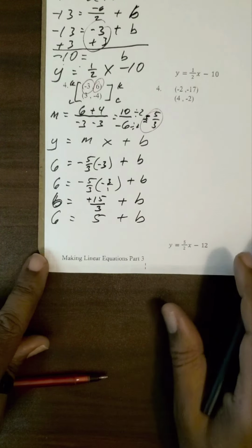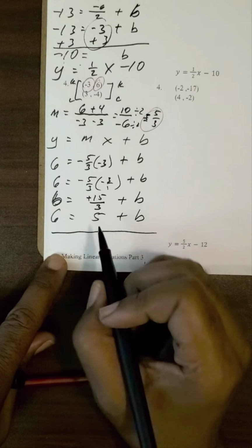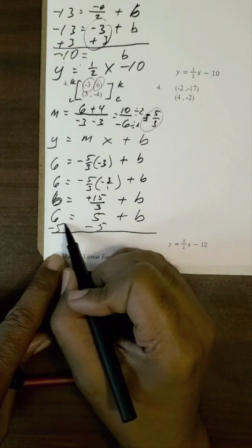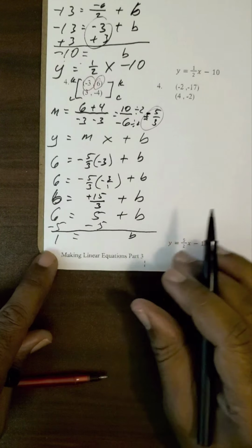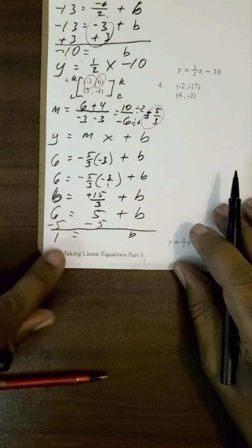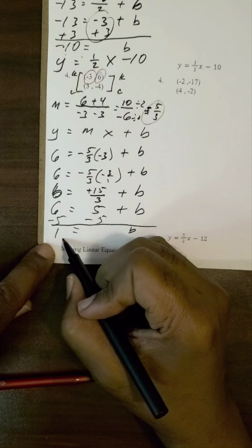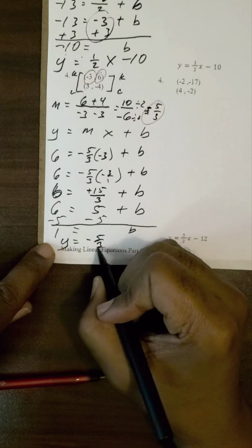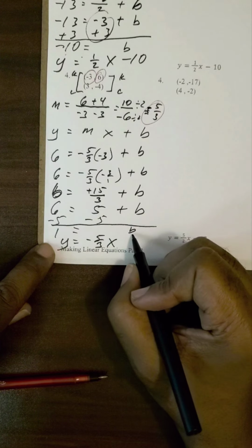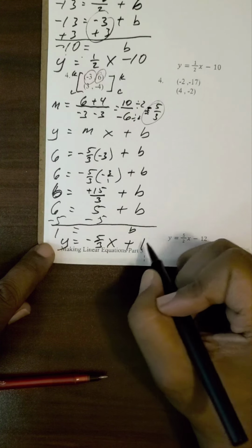And now we're going to subtract 5 from both sides. So minus 5, we'll get 1 equals b. So our equation will be, let's see, hard to write here. Our equation will be y equals the m, which is negative 5 over 3, the x, and b is going to be 1. So put a plus 1 here.